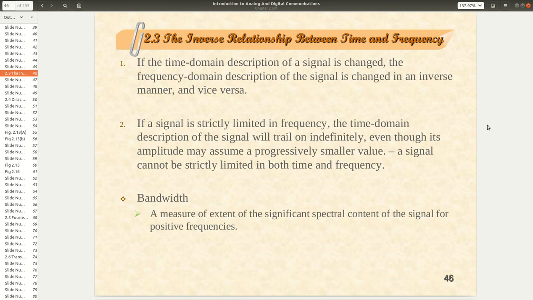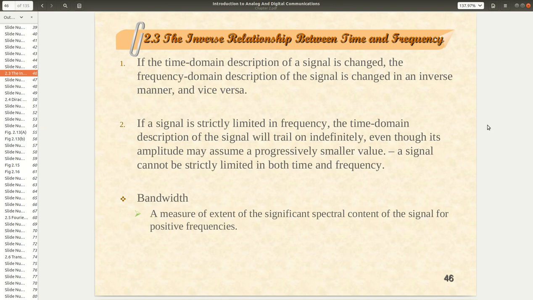So let's begin. Here we will speak about the inverse relationship between time and frequency. If the time domain description is changed, the frequency domain changes accordingly, but in an inverse manner. That means if I have an unlimited or infinite signal in the time domain, it will be finite in the frequency domain, and vice versa. If it is infinite in the frequency domain, it will be finite in the time domain.